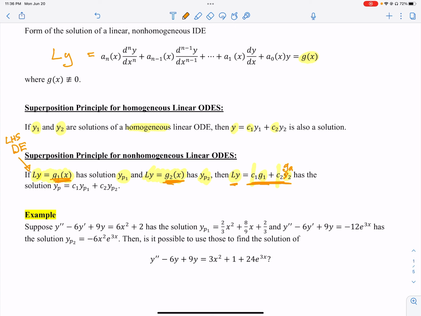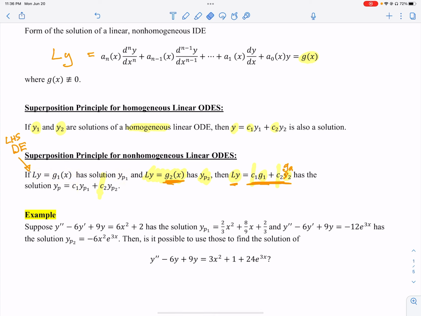Our particular solution takes that same C1 and same C2 that's in the rest of that, and then multiplies them by their associated solutions. Like g1 would be multiplied by C1, so we take y sub p sub 1, multiply it by C1, and then we add it to C2 times the second solution. So we can apply it in that way. We're going to see that here.